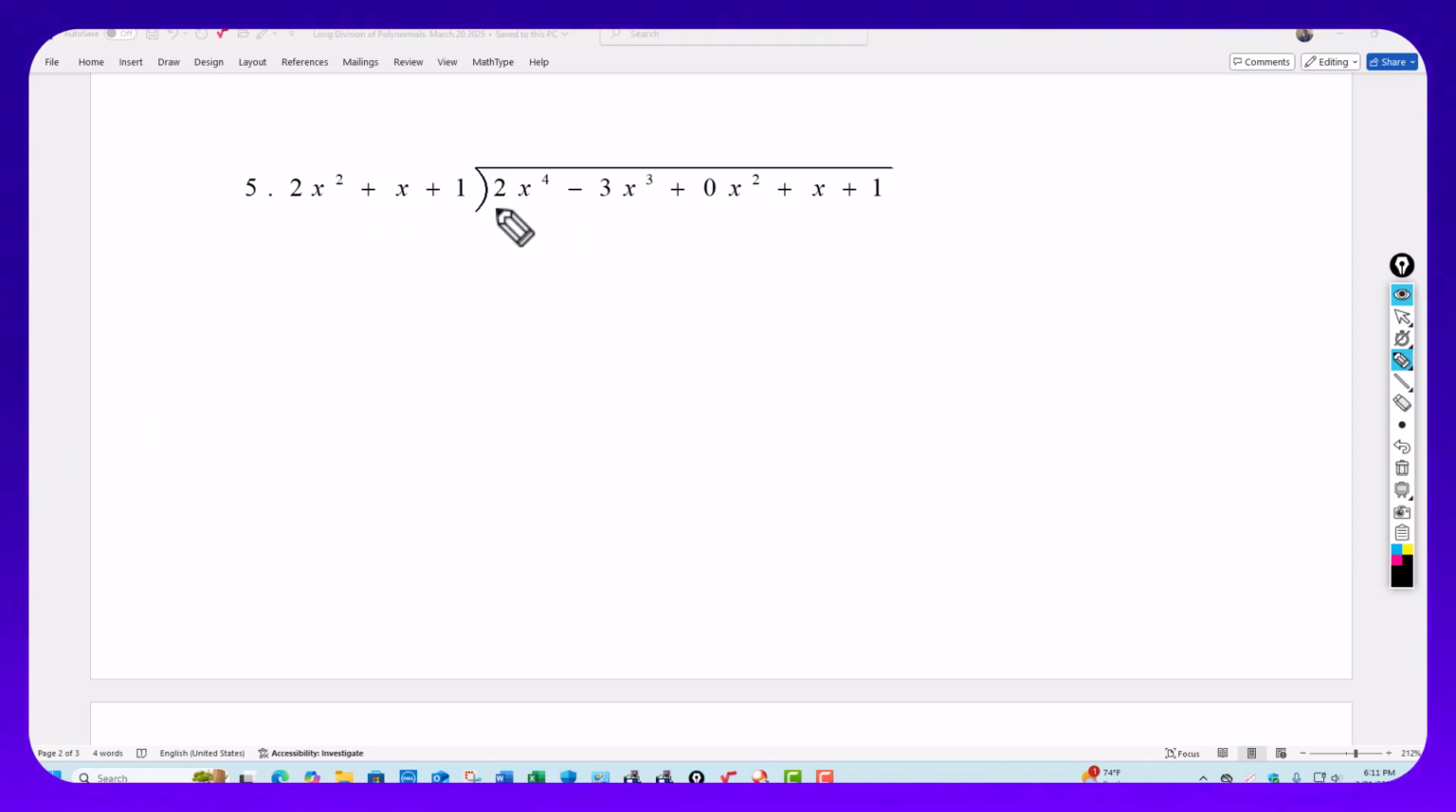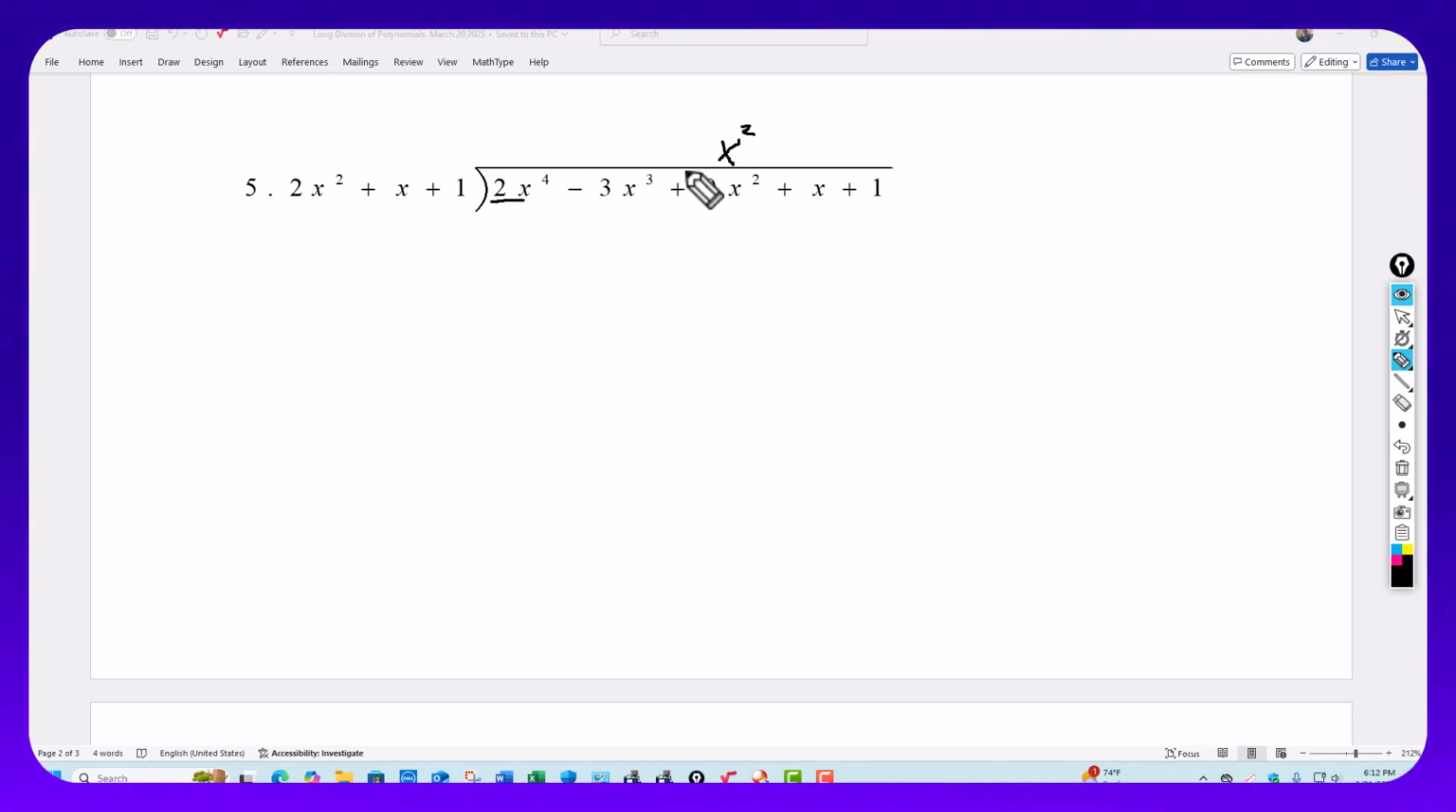So same procedure. The first term of the dividend gets divided by the first term of the divisor. So 2 into 2x to the fourth, the 2's will cancel, and x squared into x to the fourth will give me x squared. And then we multiply. So it's x squared, and let me put this over here. I ended up with the x squared term.